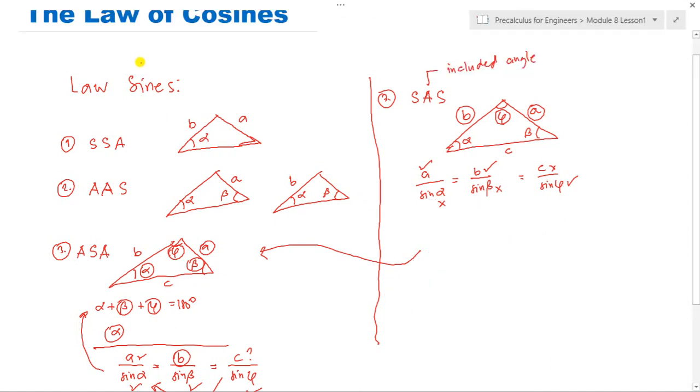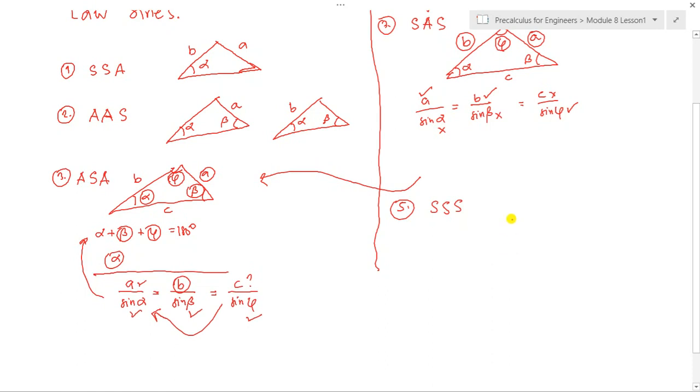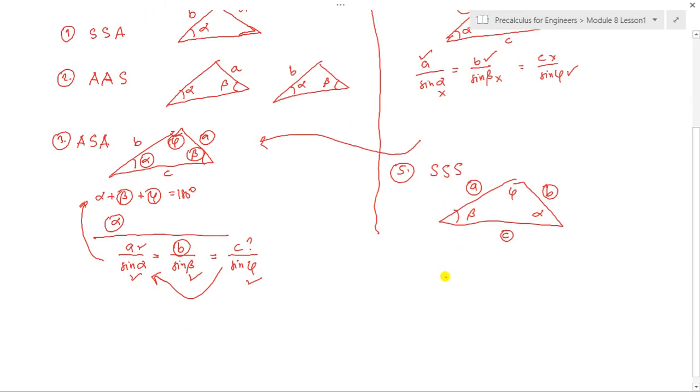So, how about if we have side, side, side, meaning all sides are given? Okay, all sides are given, that is side A, side B, and side C. Now, for beta, gamma, and alpha, they are unknown. Now, let's verify if we can still solve this using the law of sines.